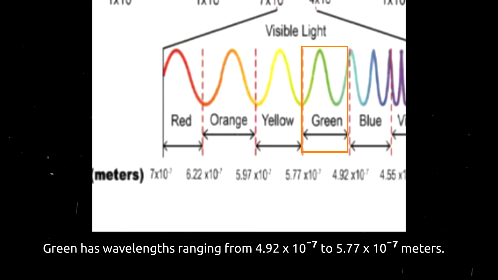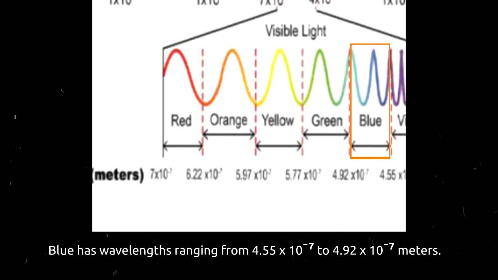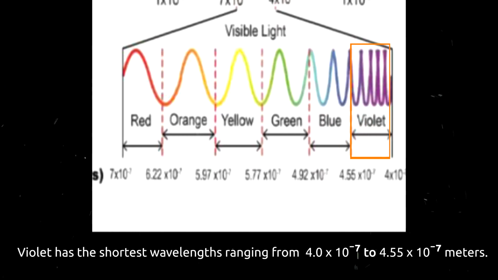Green is 4.92 times 10 to the negative 7 to 5.77 times 10 to the negative 7 meters. Blue is 4.55 times 10 to the negative 7 to 4.92 times 10 to the negative 7 meters. And lastly is violet, which has the shortest wavelength among all the visible light. It ranges from 4 times 10 to the negative 7 to 4.55 times 10 to the negative 7 meters.